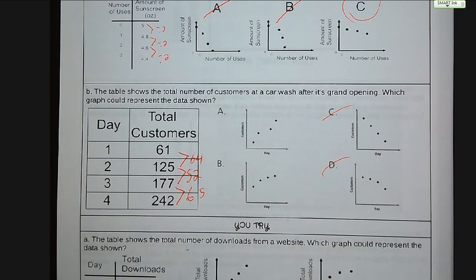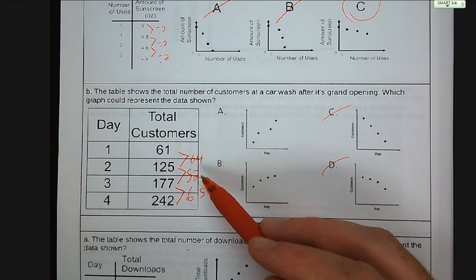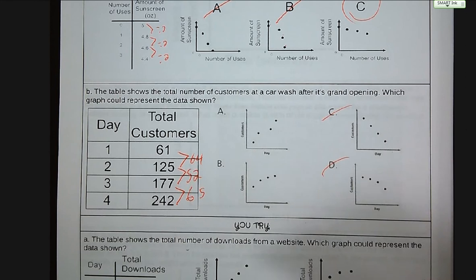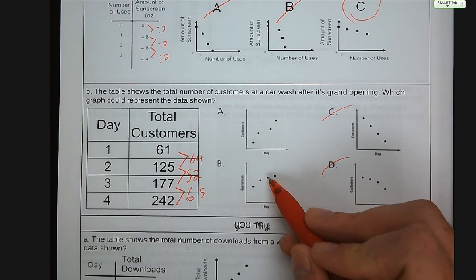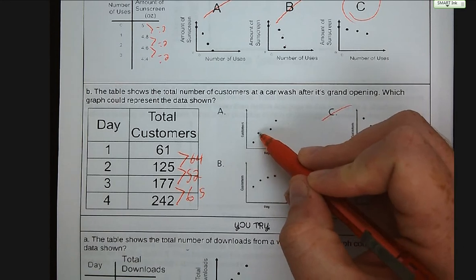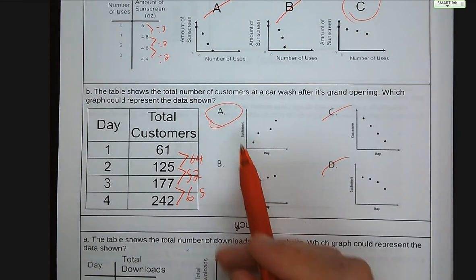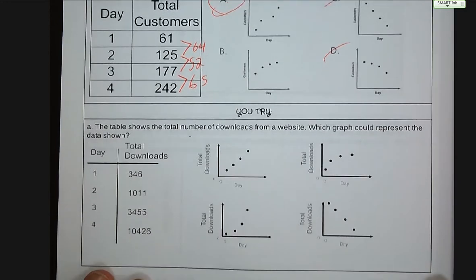So now let's look at what we have. Our increases are 64, 52, and 65. So 2 of our increases are pretty close to the same, and 1 of them is smaller. In this one, I see a big first jump, smaller second jump, but even smaller third jump. In this one, we have a big first jump, smaller second jump, big third jump, which is what we see in our data. So for letter B, it is going to be graph A. All right, why don't you guys give the bottom problem a try?